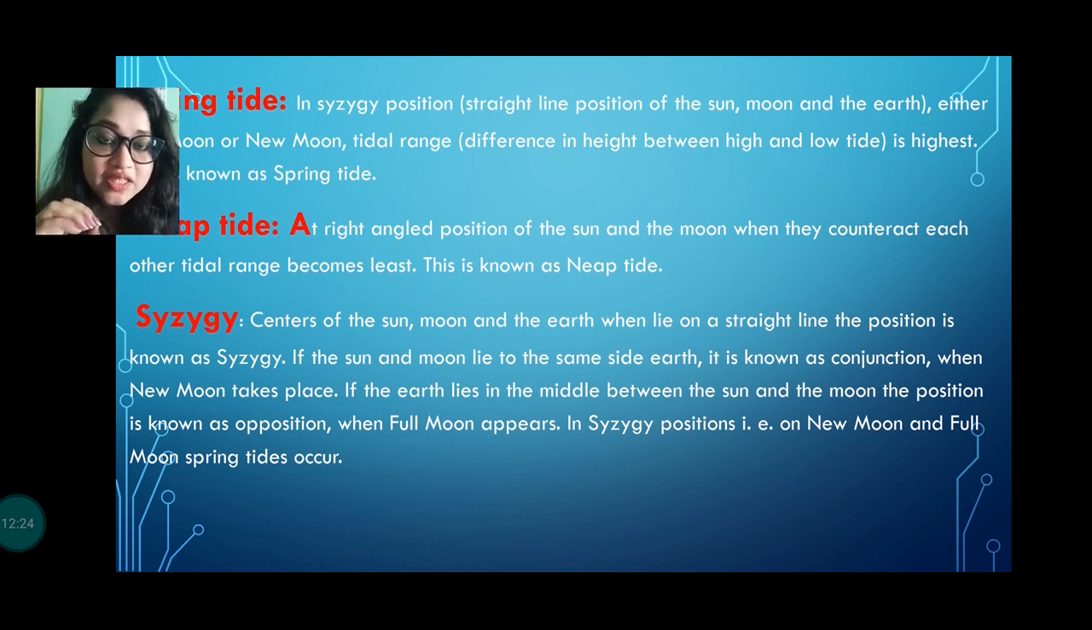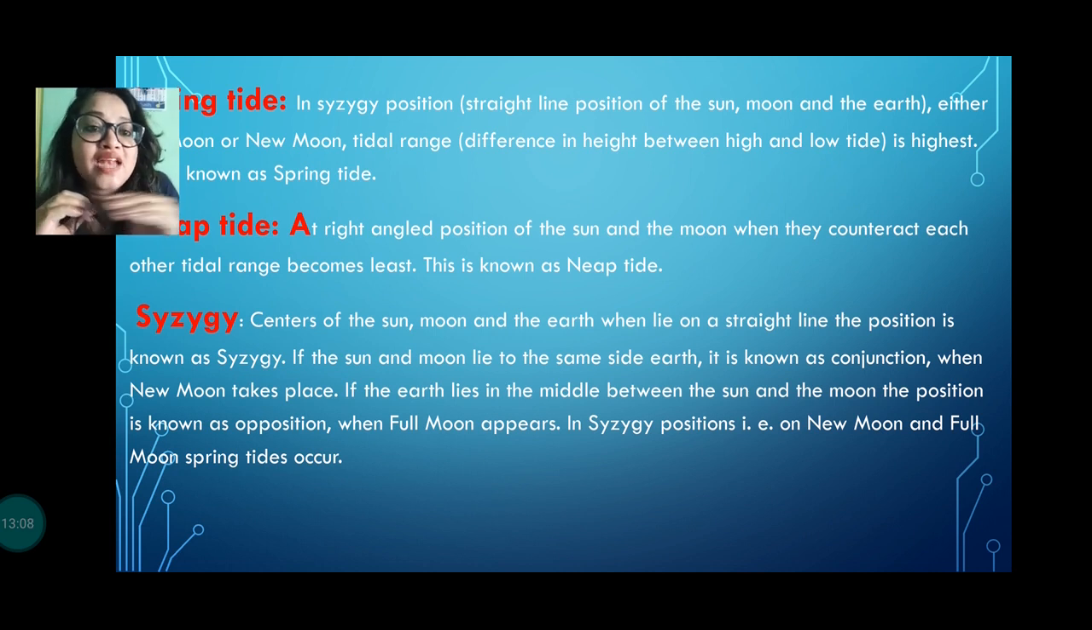When the new moon takes place at this time, and if the earth lies in the middle between the sun and the moon, this position is known as the opposition. Okay, this is the full moon time. In these syzygy positions, the new moon and full moon, spring tide occurs. Understood? I told you before that the highest tide is known as the spring tide, and it happens in the syzygy position, which may be the new moon or the full moon. Here also the highest tide occurs.